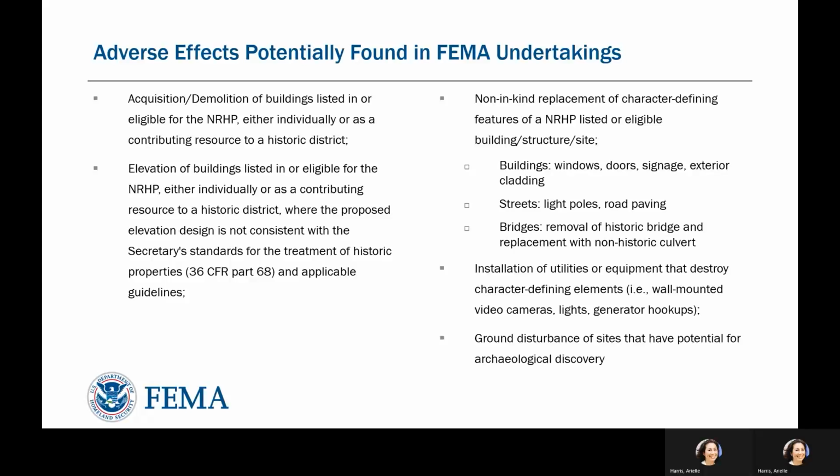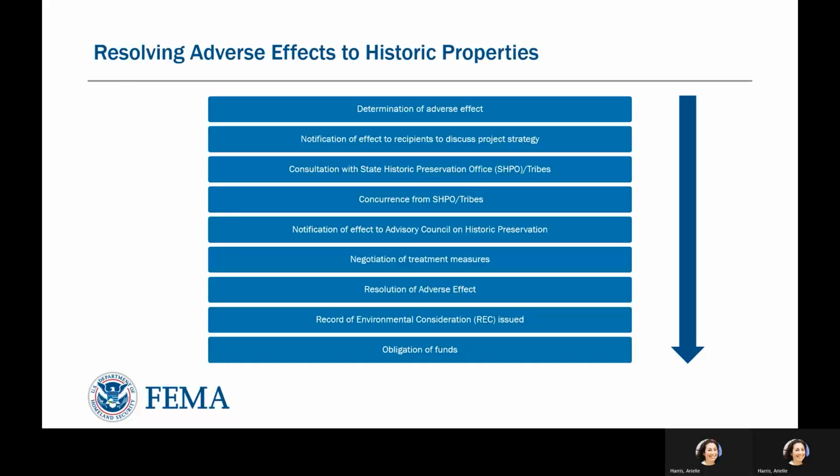And finally, it is important to remember that historic resources may lay directly under our feet. If ground disturbance occurs in an area with potential for archaeological discovery without the appropriate monitoring, that could also be considered an adverse effect. So, what are the steps to follow when a FEMA EHP reviewer finds that the proposed scope of work of a project may constitute an adverse effect? This abridged flowchart shows what a typical adverse effect resolution looks like, and we'll go over all of these steps in detail.